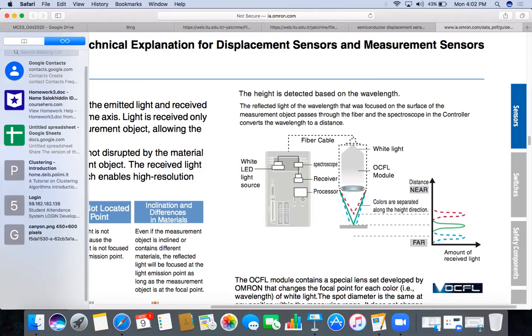So height is detected based on the wavelength. The reflected light of the wavelength that was focused on the surface of the measurement object passes through the fiber, and the spectroscope in the controller converts the wavelength to a distance. So white LED light source is shown over there, fiber optic cable, then white light OCFL module, then the colors are separated along the height direction, then near the far end amount of light that is received.